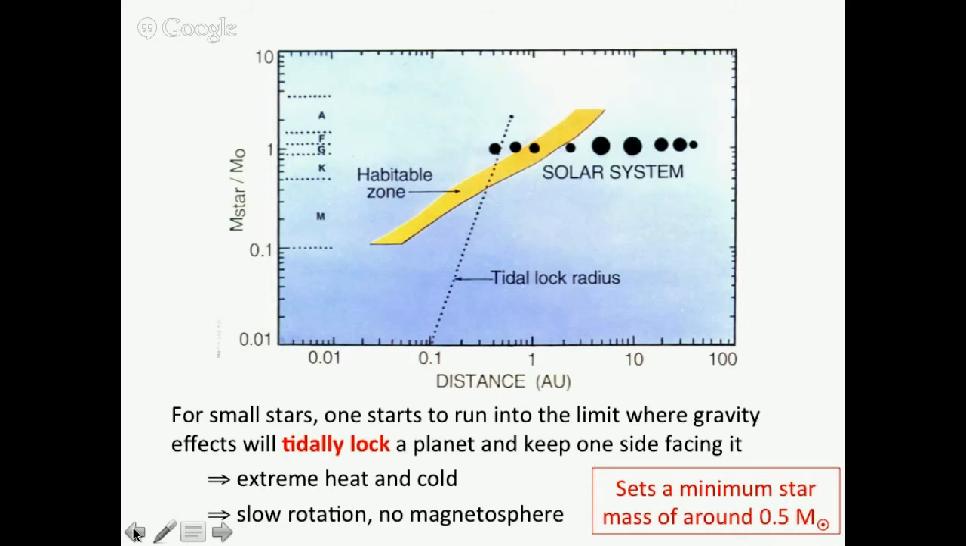Again, Venus is a great example. Very slow rotation rate, zero magnetic field. Right? You need to have rotation to have a strong magnetic field. And that's one of the things that's important for habitability here on the Earth. So two things really kill you if you're inside this tidal zone.